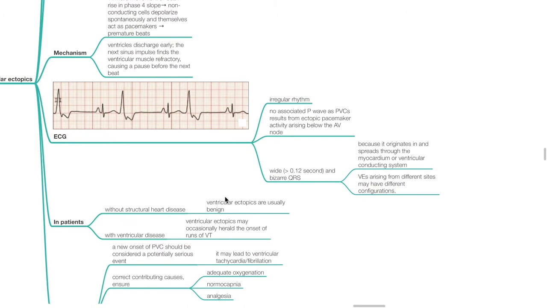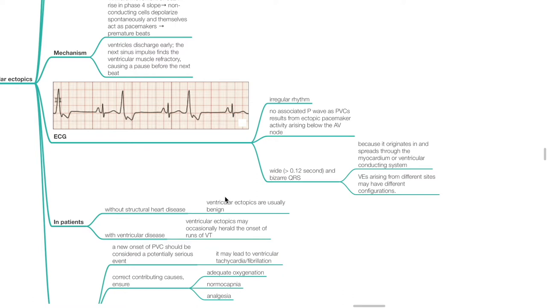ECG shows irregular rhythm, with no associated P waves as PVCs result from ectopic pacemaker activity arising below the AV node. There are wide, more than 0.12 second, and bizarre QRS complexes because it originates in and spreads through the myocardium or ventricular conducting system. Ventricular ectopics arising from different sites may have different configurations.